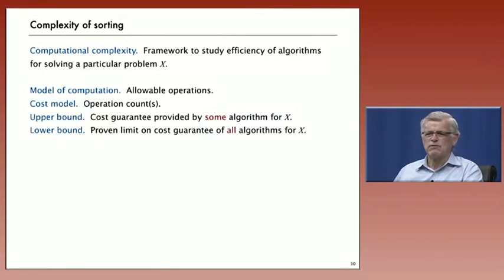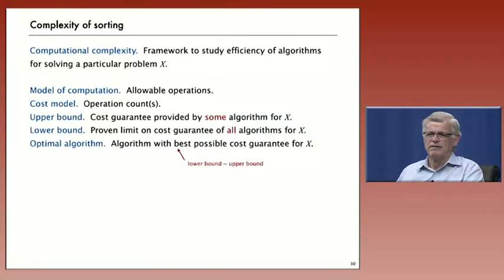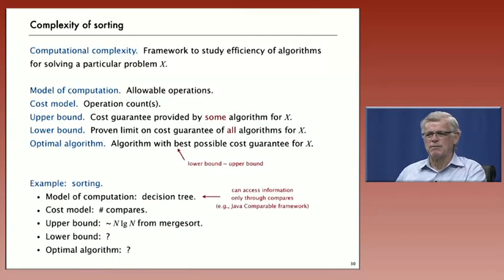And then we also look for a lower bound, which is a limit on the cost guarantee of all algorithms. No algorithm can do better. Now what we seek ideally is what's called an optimal algorithm, where we prove that the upper bound and the lower bound are the same. That's an algorithm that we know has the best possible cost guarantee. That's the ideal for solving any problem.